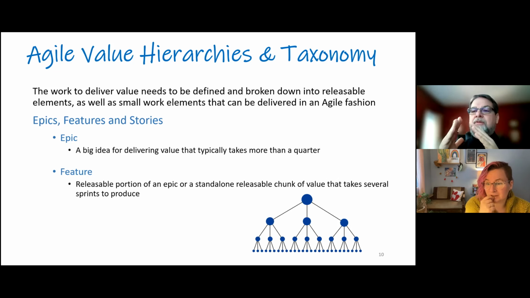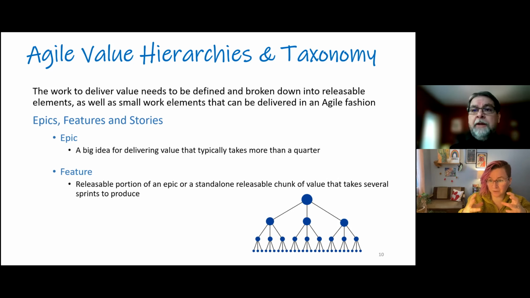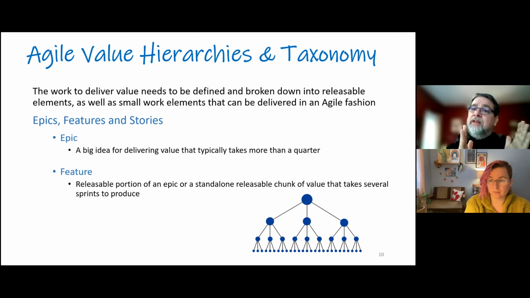So the releasable chunk of value, it doesn't have to be a grandiose thing. It could just be like, here's my plan. It could be a few days of work. Sometimes it could be a few weeks of work, or even a month or so. But small is beautiful in Agile. So you want to get to the release of something that can be evaluated in terms of its value proposition to the big idea sooner than later.